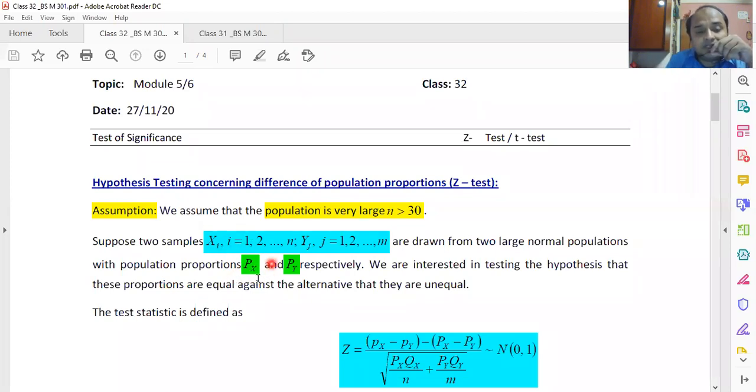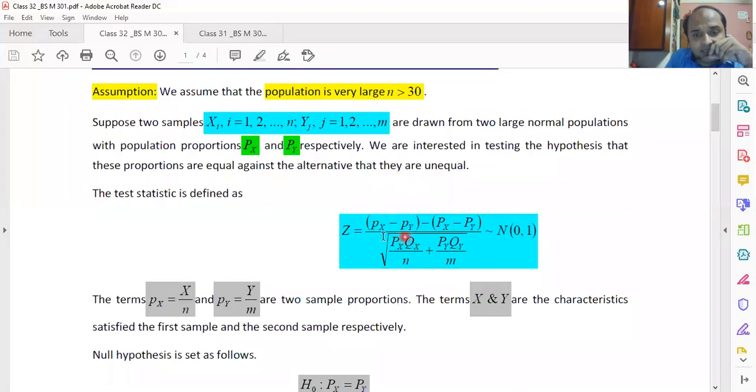The population percentage satisfying a certain characteristic corresponding to the X population is Px, and corresponding to the Y population is Py. We are interested in testing the hypothesis that the two population proportions are the same. Actually, in this particular scenario, the test statistic is given by this particular formula. Carefully observe the formula that I have written.